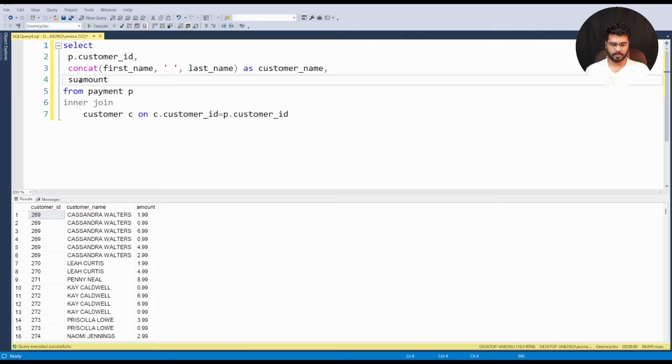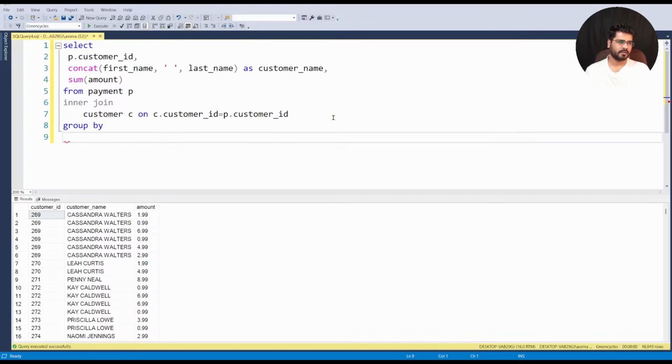So we'll need to apply the aggregation function on amount. And remember, whenever you apply the aggregation function, you need to group by those columns which are not in the aggregation function. So we'll need to group by the customer ID column that we have mentioned above, and we will also need to group by the customer name. Here the alias does not work in the group by, and therefore we need to apply the same function and concat them in the group by as well.